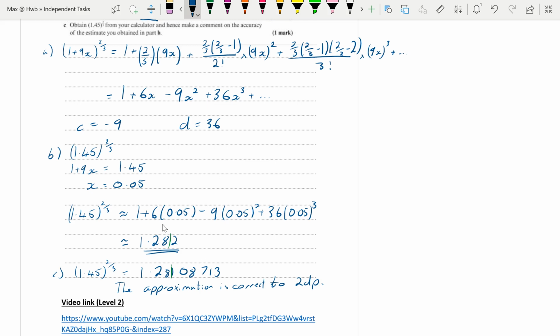That's what it's looking for me to do. That's the point at which if I rounded it, they would still be the same. That's it correct to 2 decimal places.